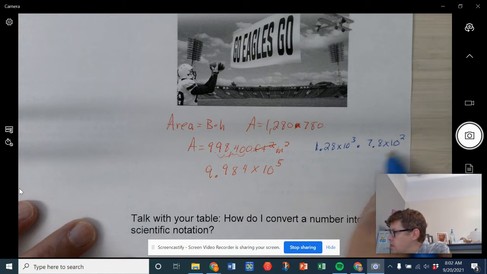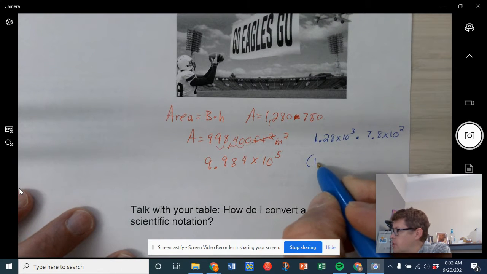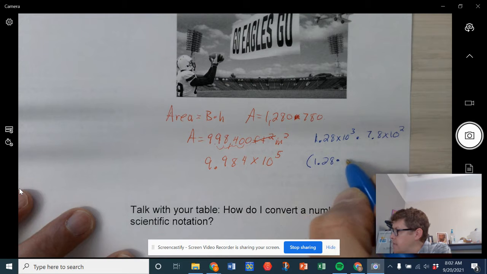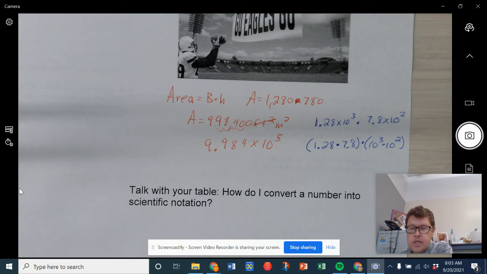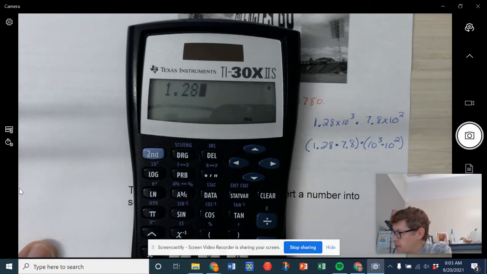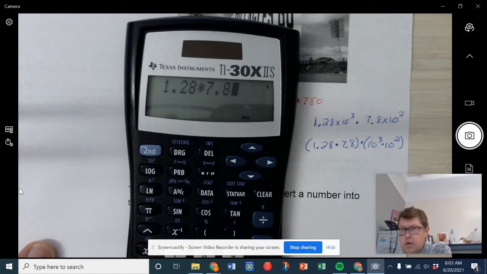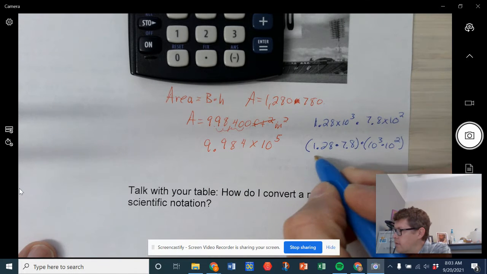Then we can put these together: 1.28 times 7.8, and then multiply that by the exponents, 10 cubed times 10 squared. Using the calculator, 1.28 times 7.8, and oh, look at that, 9.984, which is exactly what we had.